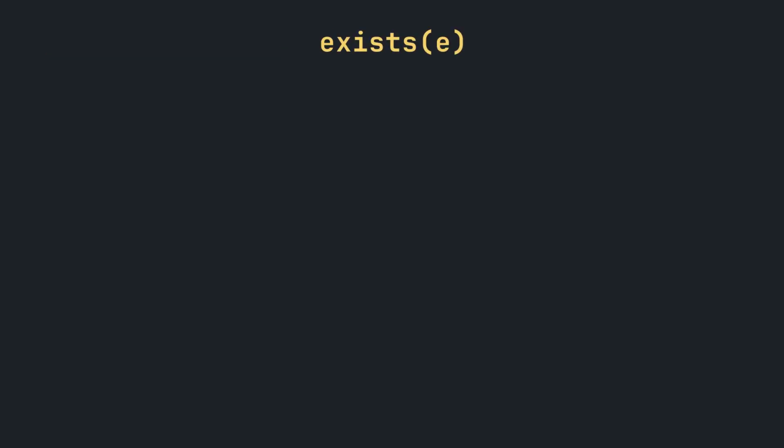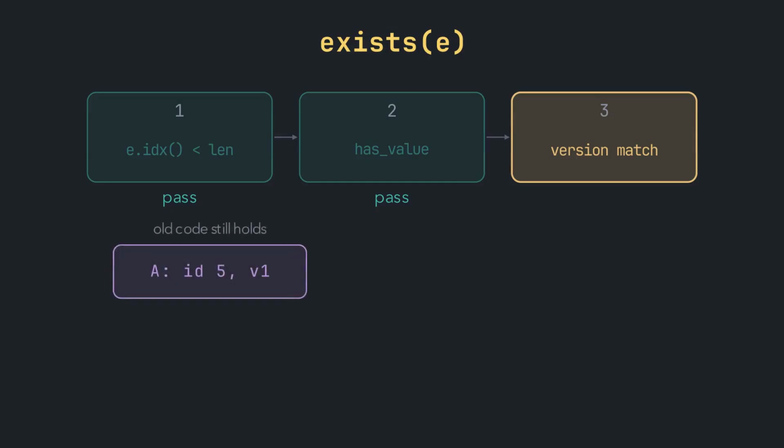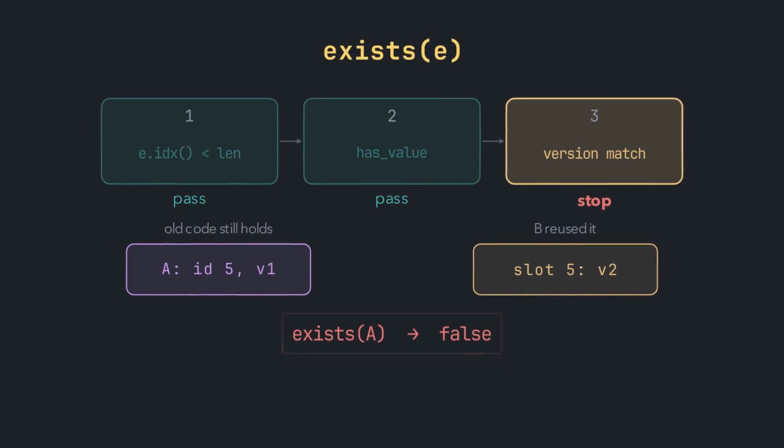Checking whether an entity is still valid is 3 gates in sequence. Is the ID within bounds? Is has value set? Does the version match? That 3rd gate is the interesting one, and it's exactly the scenario from the opening. Entity A gets destroyed, Entity B reuses its slot with a bumped version, and old code calling exists on A gets false, cleanly, because 1 doesn't equal 2. No crash, no reading someone else's data.